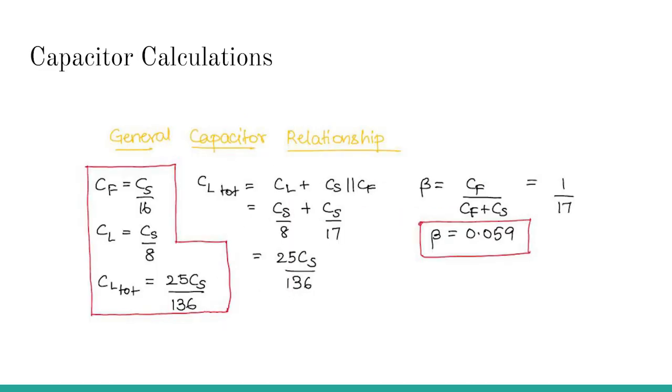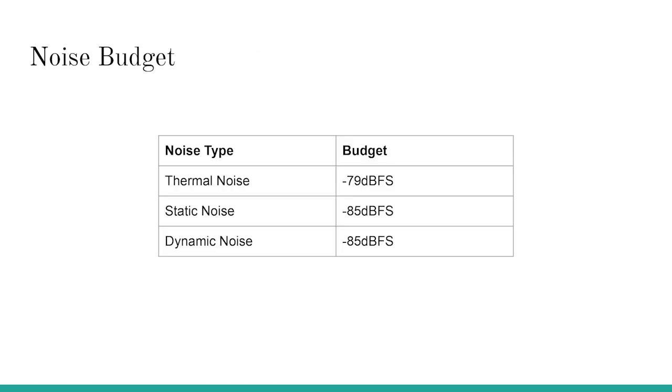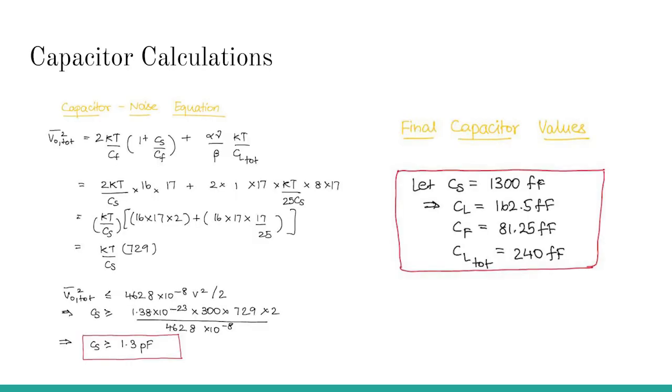Now we calculate the various capacitors in the circuit, and we also calculate the value of beta. Next, we do the noise budgeting. We assume that the thermal noise is half of the total noise and the static and dynamic noise are 1/4 of the total noise. Once we get the thermal noise of the circuit, we use it to calculate the various capacitance values.